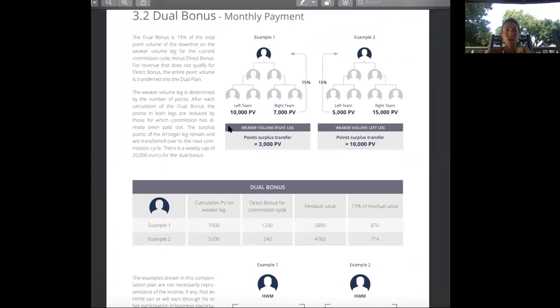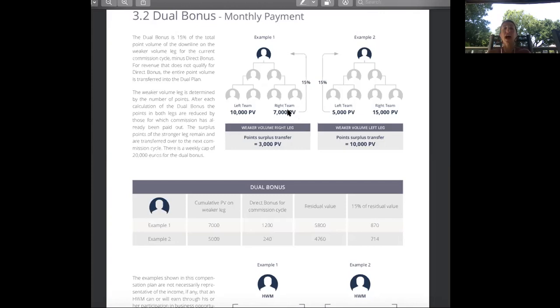Basically, if you look at your left leg and you look at your right leg, in this example, let's say your left leg has 10,000 PV and your right leg has 7,000 PV. You're going to get paid 15% of your right leg, which is 7,000 PV. However, it's important to realize that you've already gotten paid your direct bonus on some of this PV. They are not going to pay you twice on that same PV.